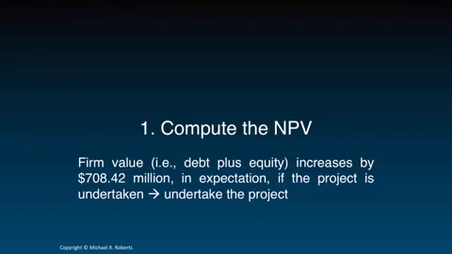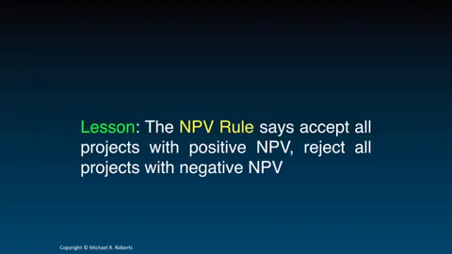So from a decision-making standpoint, undertake the project. That's what the NPV rule tells us. It says accept all projects with a positive NPV, reject all projects with a negative NPV. And while this has boiled it down to one number, I want to be careful, especially when we start doing our sensitivity analysis, to recognize that we don't want to pin all our hopes to that one number.